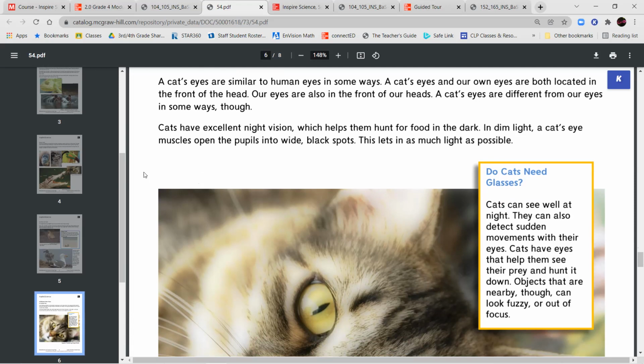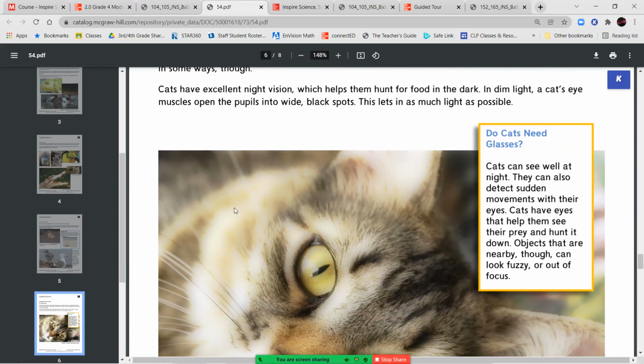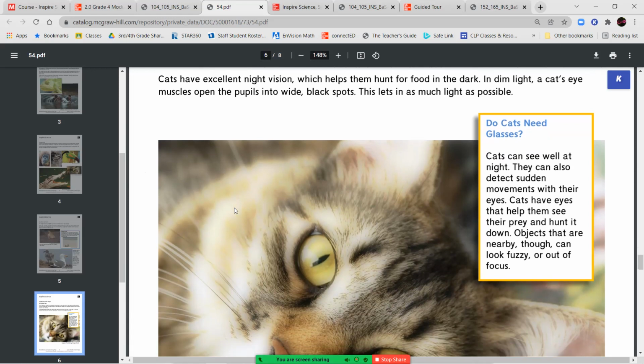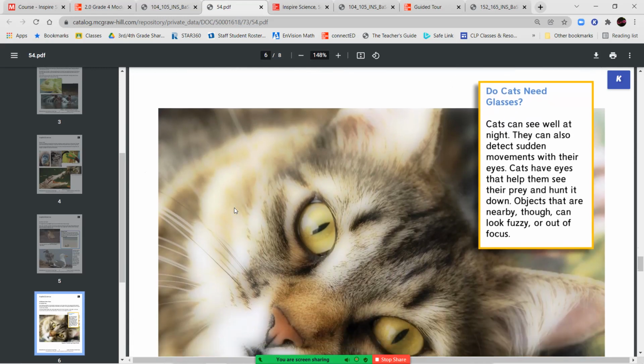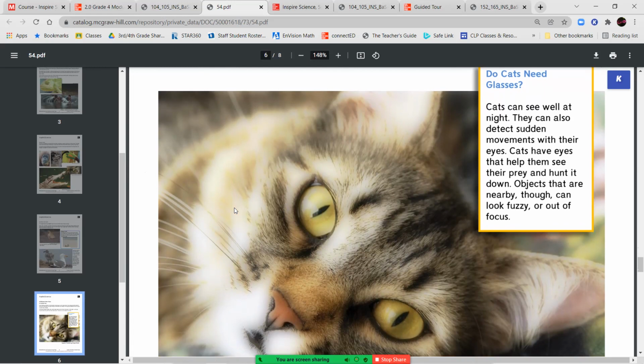In dim light, a cat's eye muscles open the pupil into a wide black spot. This lets in as much light as possible. Do cats need glasses? Cats can see well at night. They can also detect sudden movements with their eyes. Cats have eyes that help them see their prey and hunt it down. Objects that are nearby, though, can look fuzzy or out of focus.